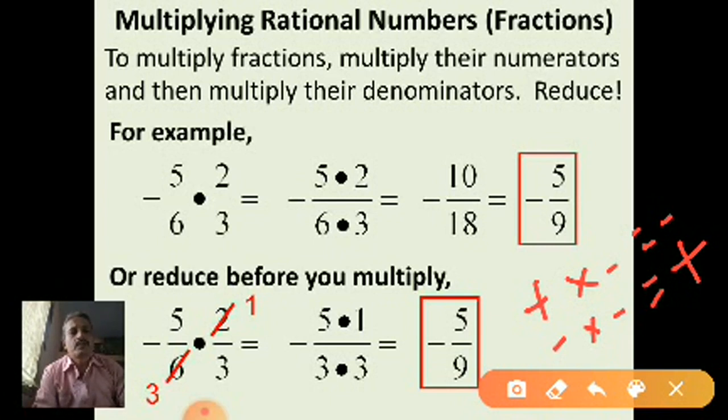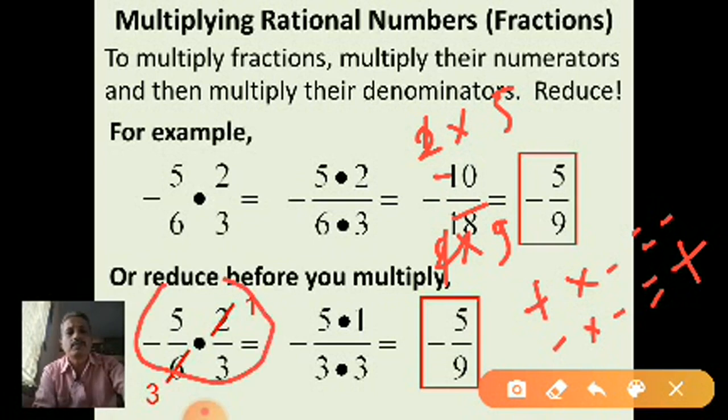So the answer is 5 2s are 10 and 6 3s are 18. Reduce the form. This 10 we can write as 2 into 5, and this 18 we can write as 2 into 9. This 2 cancels. What is left? Minus 5 upon 9. You can also do it directly without multiplying and reducing. Here is the number.